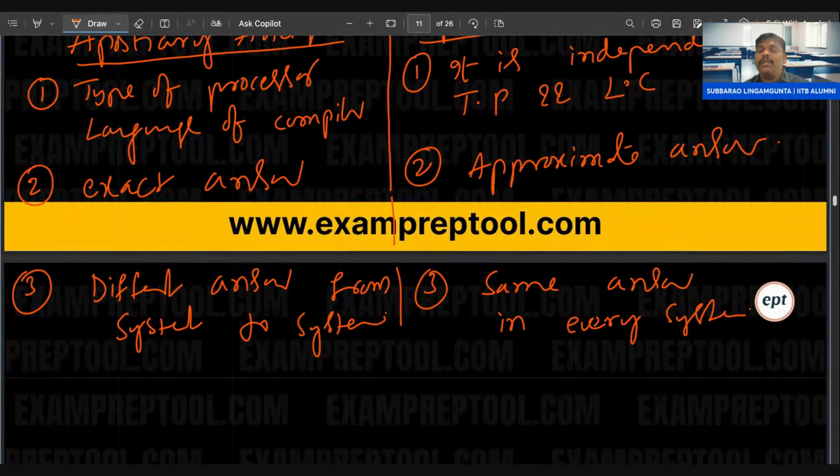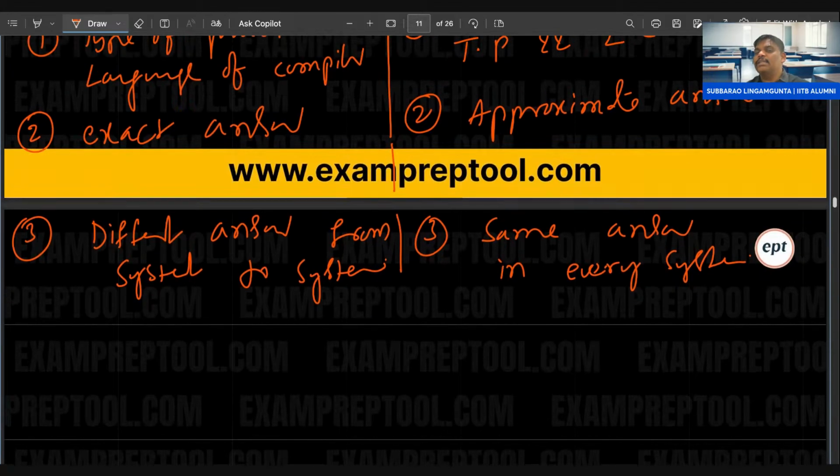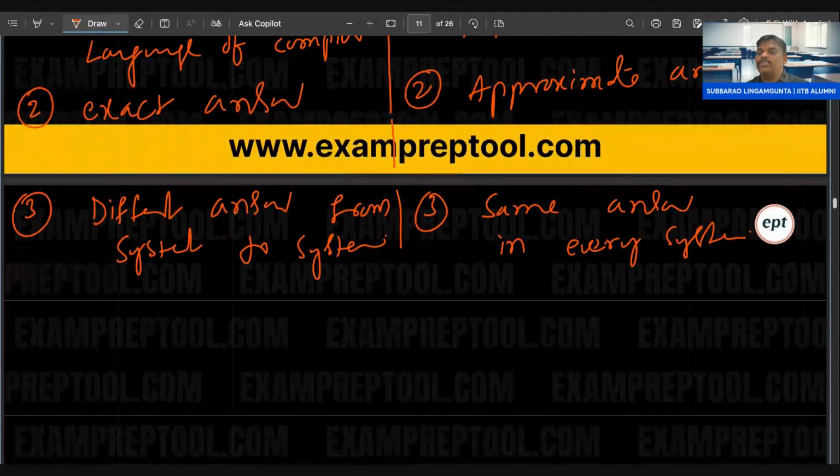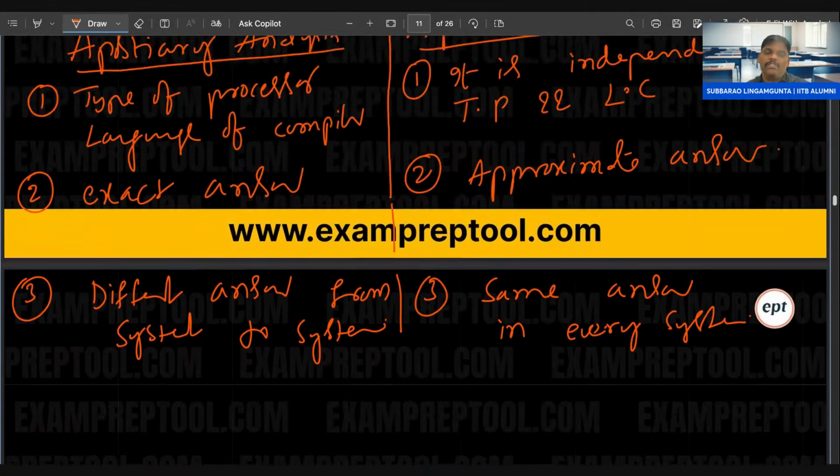Because it is dependent, real things are changing, time also changes, and it will give an exact answer. But second one, because priori is independent, it gives an approximate answer. Third step, different answer from system to system, because real things are changing. But in priori, answer will not change, the reason is we are independent. So the same answer in every system. Try to understand.